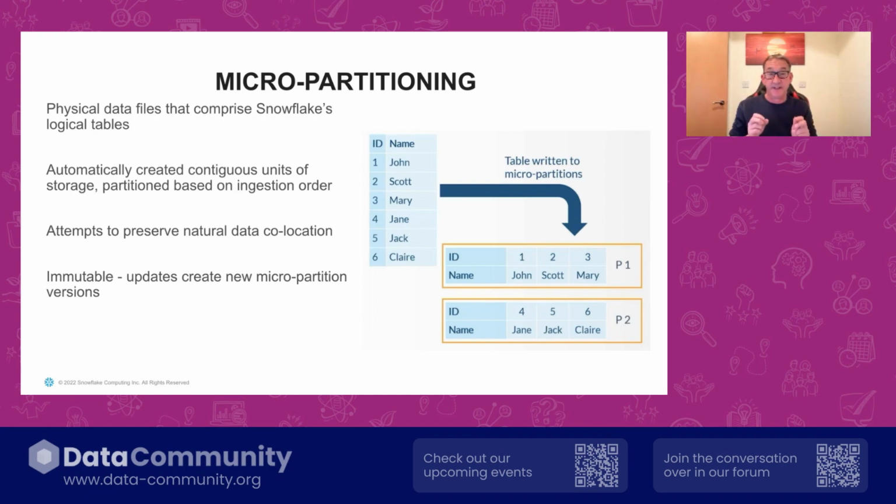What this means, and this is a key takeaway, is that if your data is organized by date or day or week or month when it's ingested, then the micropartitions will automatically have a natural data clustering and co-location of records. And this is what I'll display in the demo later on. And that can be huge in terms of performance.